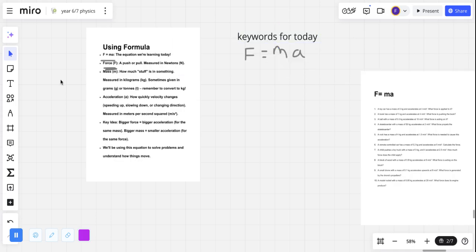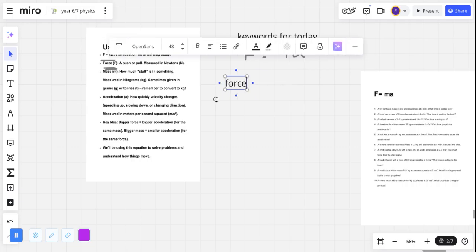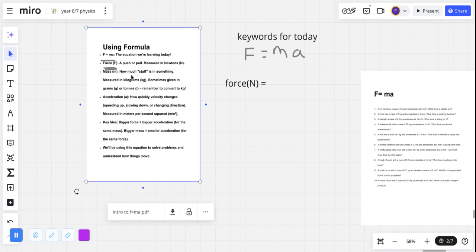So F is force. The units of force, and I don't expect you to remember year 7. For all intents and purposes, some of you are younger, some of you slightly older, but I'm going to call you year 7. Force is always in newtons, N. Always. So force is a push or pull measured in newtons. Lovely. M is mass.